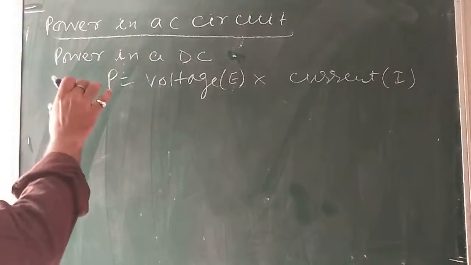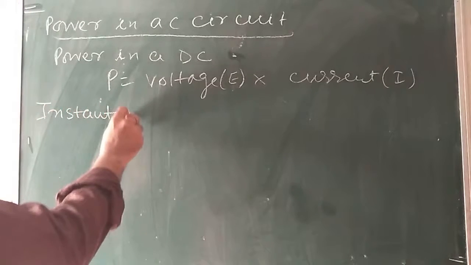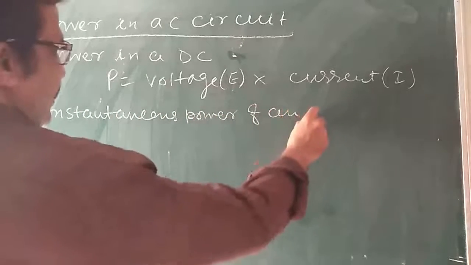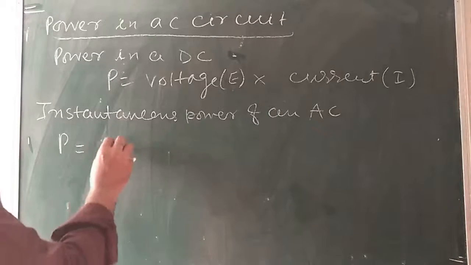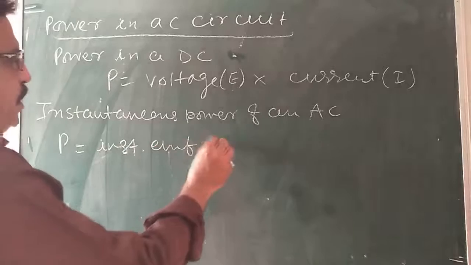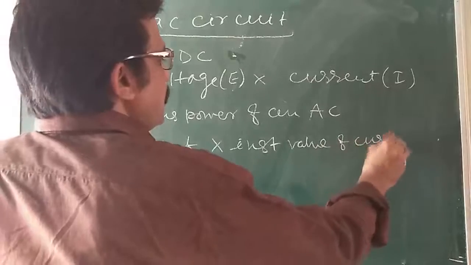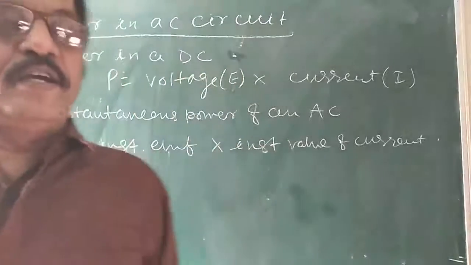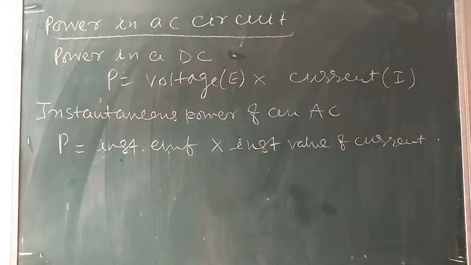So, instantaneous power P of an AC circuit. We know very well the instantaneous power P is equal to the instantaneous EMF into the instantaneous value of current. Is it clear? So we are going to see power. I know the value of power is equal to voltage into current.